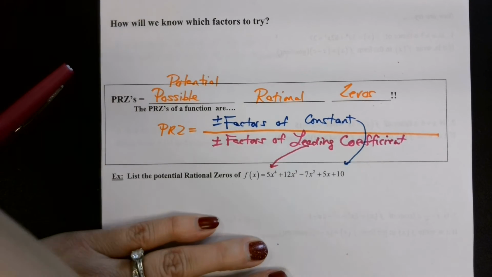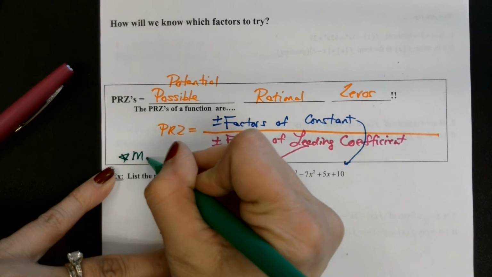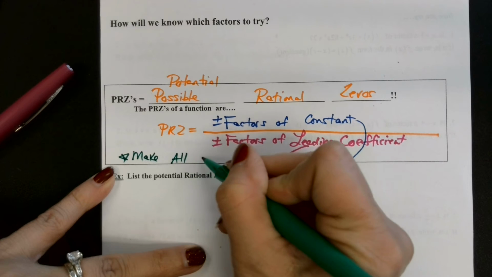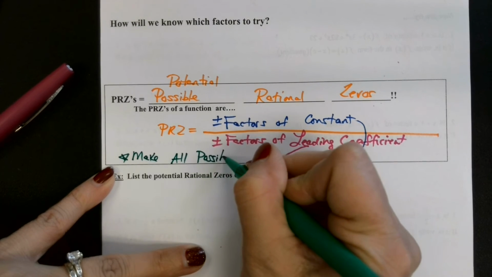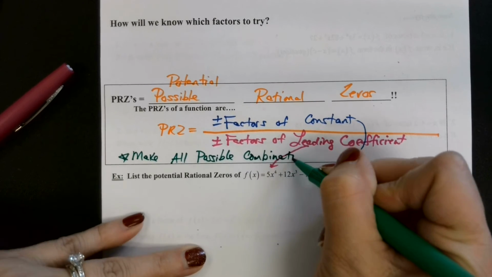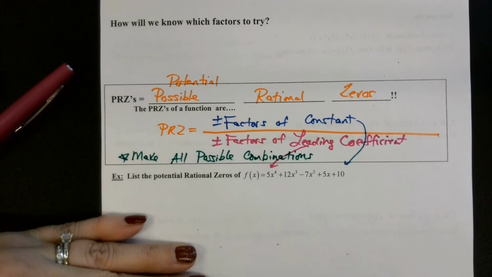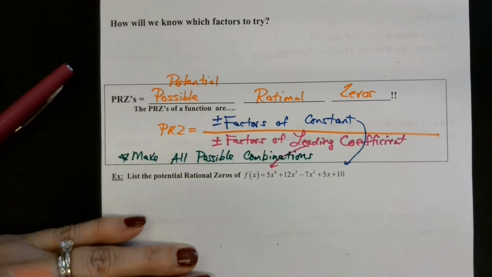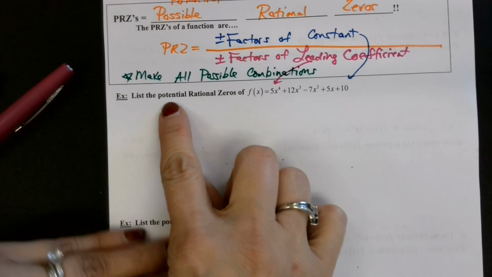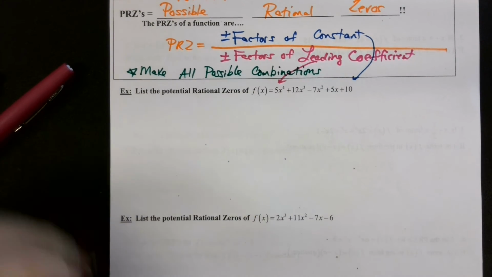And then I do have to make a little note here. We must make all possible combinations of those numerators and denominators. So let me walk you through a couple of them. List the PRZs for this polynomial. So the PRZs are as follows.